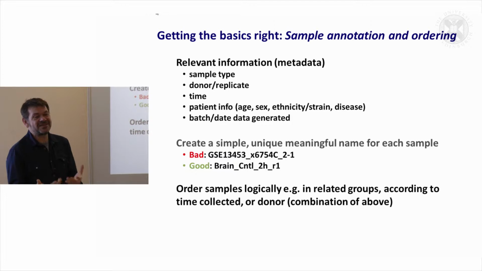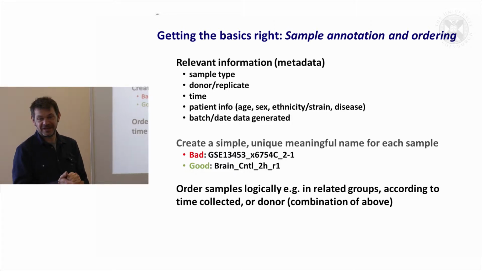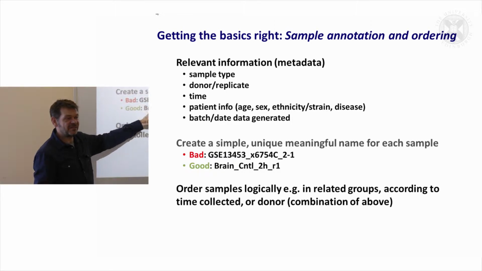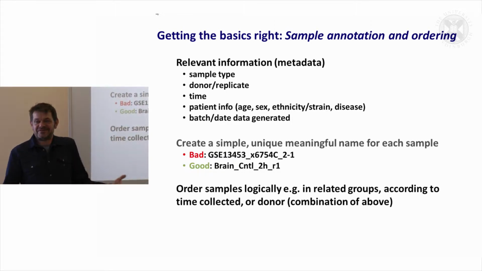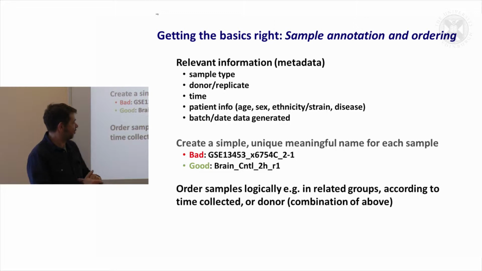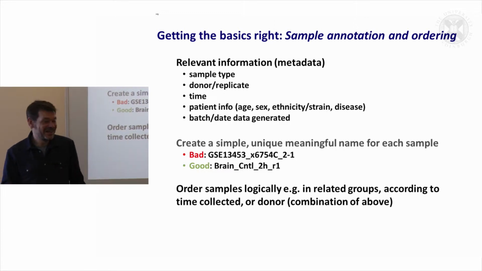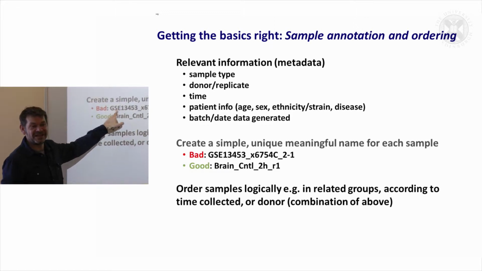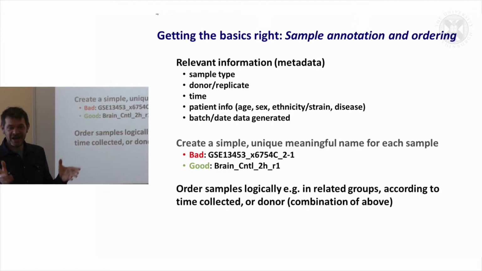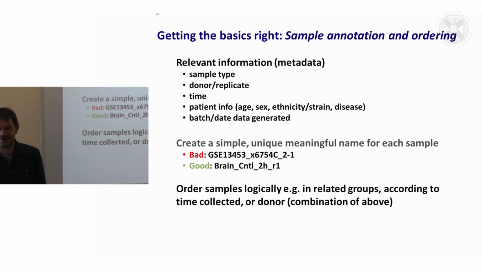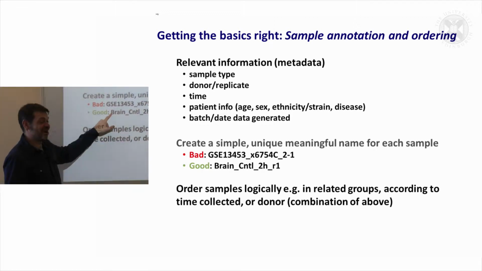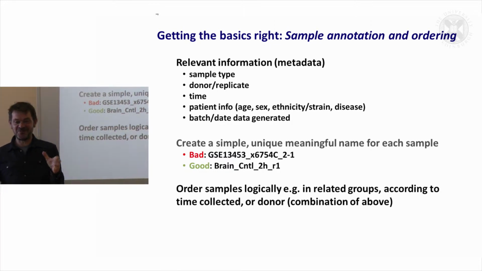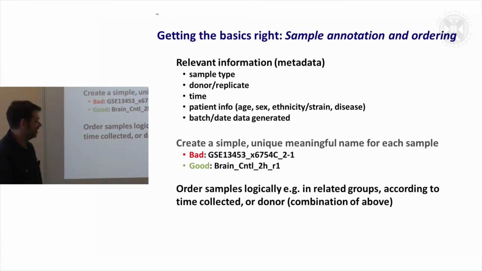So create a simple name for your samples. It's amazing how often people turn up in my office and their samples are labelled like that, and you go, well, what the hell is GSE13453? Especially when you give your beautiful sample to a genomics company and what it comes back with is an identifier like that, which you have no idea how it relates to the sample you gave them in the first place. So, brain, control, 2 hours, replicate 1. Something simple that you can read and get your head around.